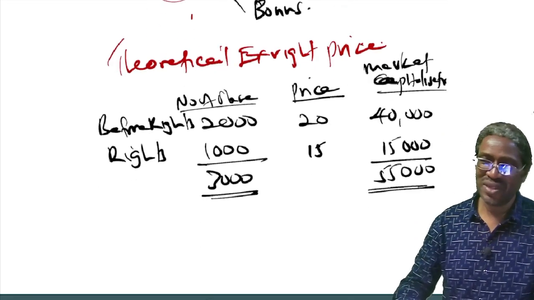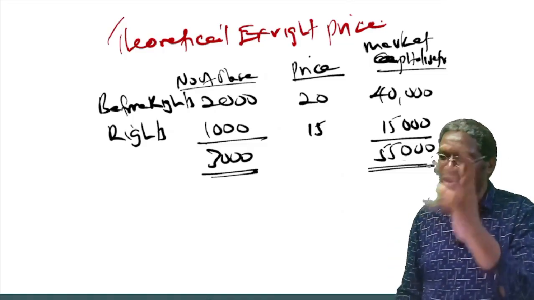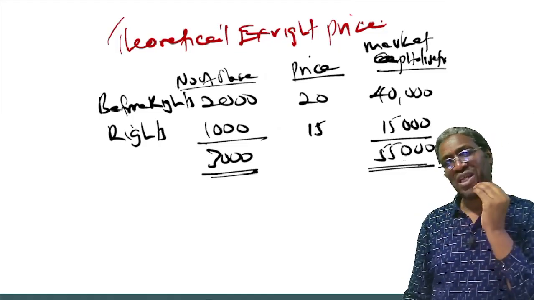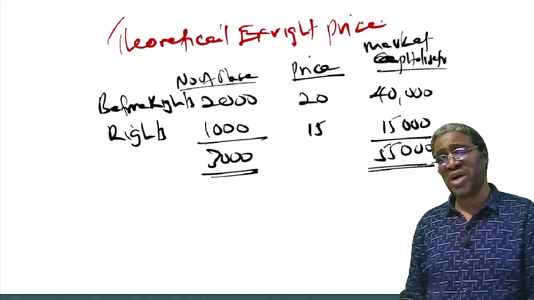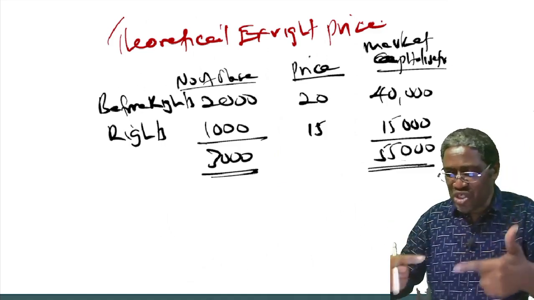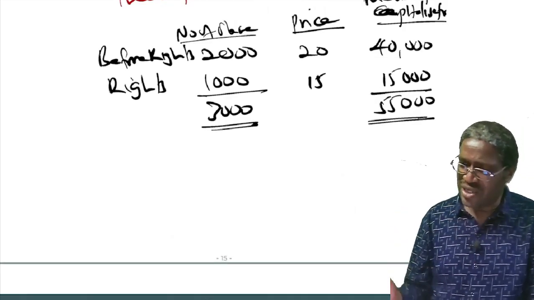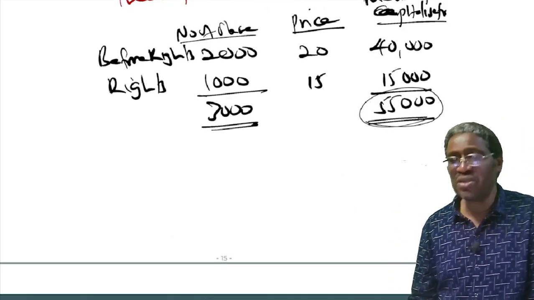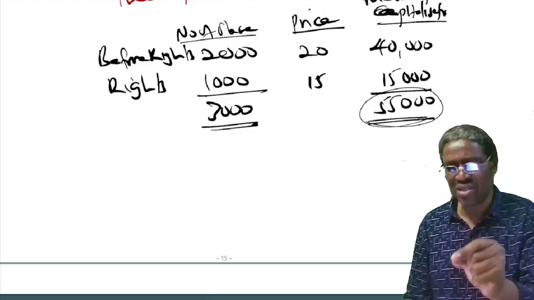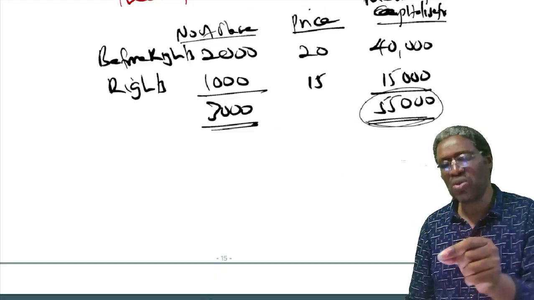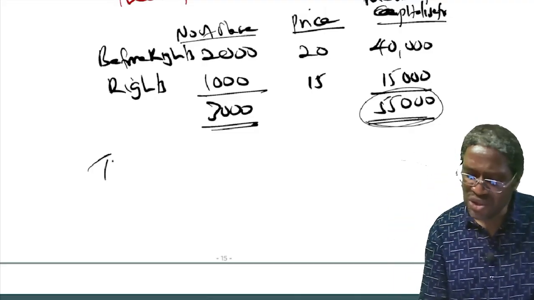Now listen. So we are saying before the rights issue, the market capitalization of the company was 40 million. In other words, 2 million shares were fetching that market capitalization. We increased the supply of the shares in the market by another 1 million. We expect the price of the shares to come down. But after the rights issue, the market capitalization of the company became 55 million. So 3 million shares after the rights issue are fetching a market capitalization of 55 million.